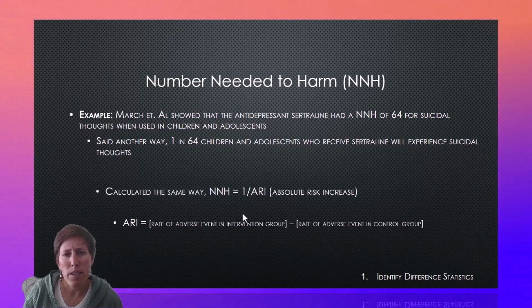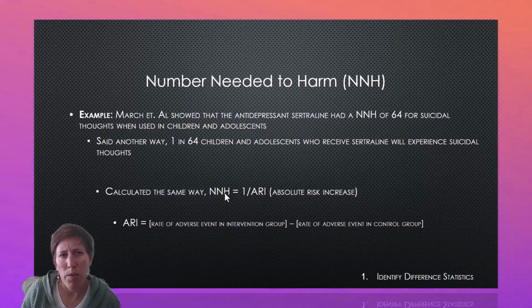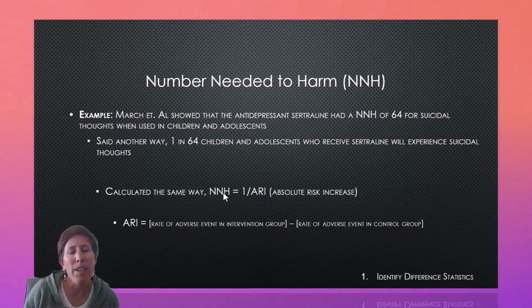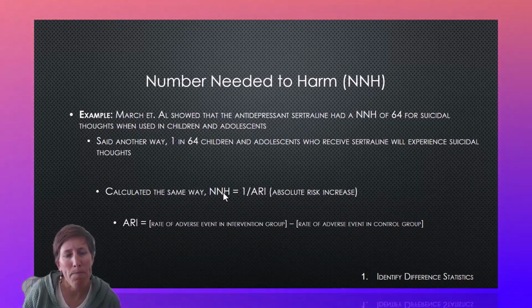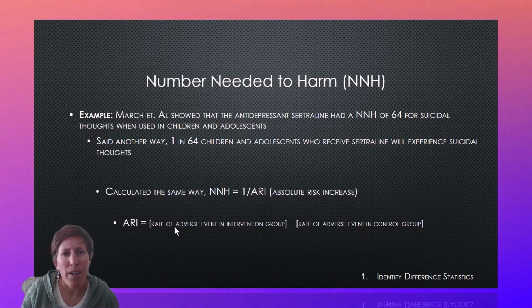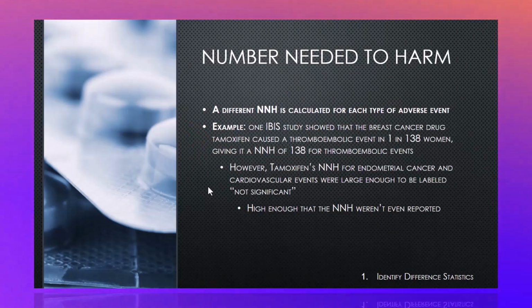So the way this is calculated is still as a reciprocal, but rather than a reciprocal of the risk reduction, it's the reciprocal of the absolute risk increase. So we have 1 over the ARI. ARI is the rate of adverse events in the intervention group minus the rate of adverse events in the control group. The number needed to harm is going to be calculated per each adverse event.